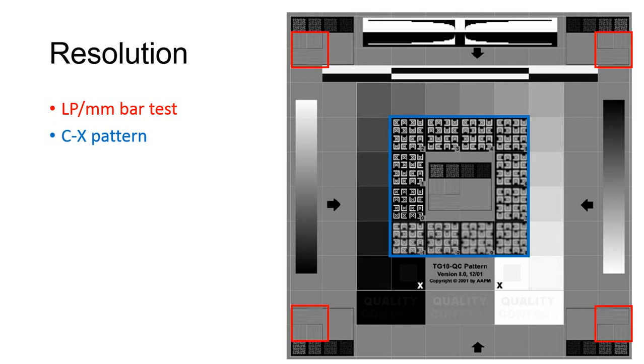In all resolution tests, the observer inspects the bar images for blurring or bleeding of each white or black bar into the adjacent bars at the edges. The image here is the AAPM's version of a test pattern, the TG18, that consists of the line pair per millimeter test bars at the corners, as well as the CX patterns, each consisting of a squared C with an X inside of it across the screen.